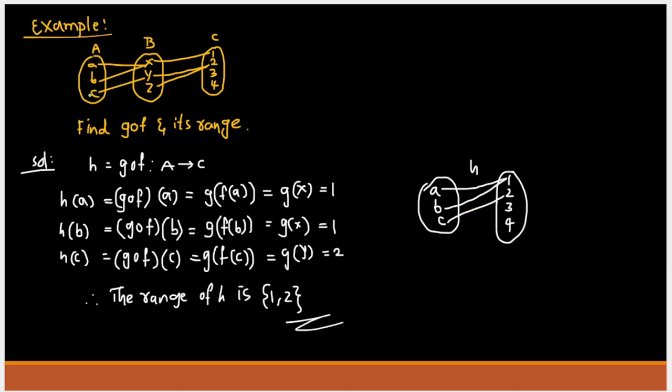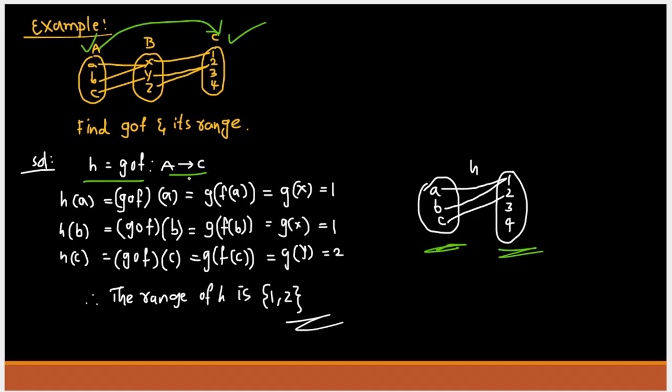Here A is given as a, b, c, and B is given as x, y, z, and C is given as 1, 2, 3, 4. Here the mapping is from a to x, b to x, c to y, and x to 1, y to 2, z to 2, and 3 and 4 are left. Find g circle f and its range. Here consider h equal to g circle f, which is A tends to C. So A becomes the domain and C becomes the codomain.